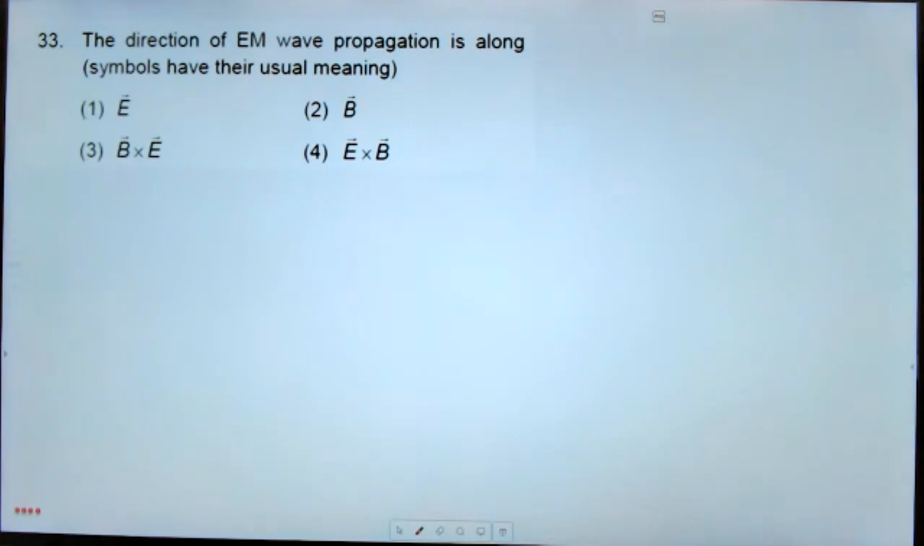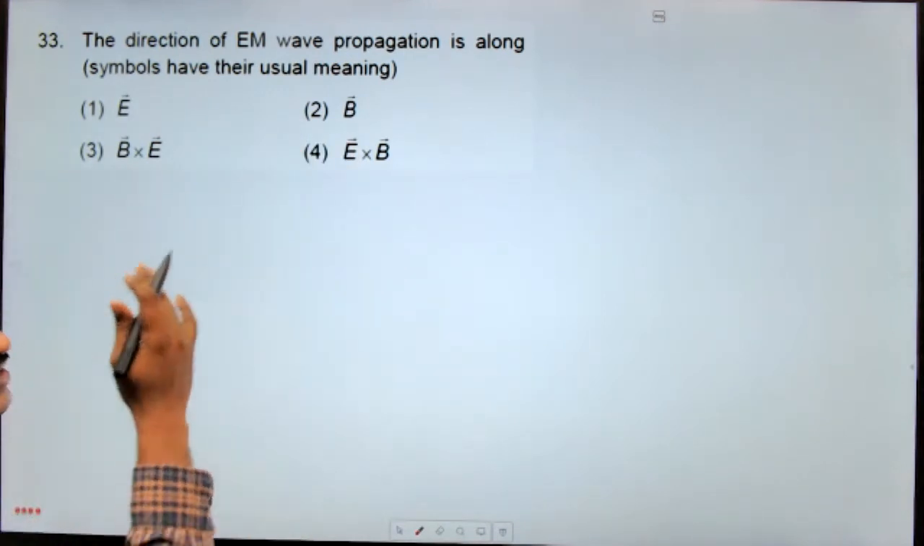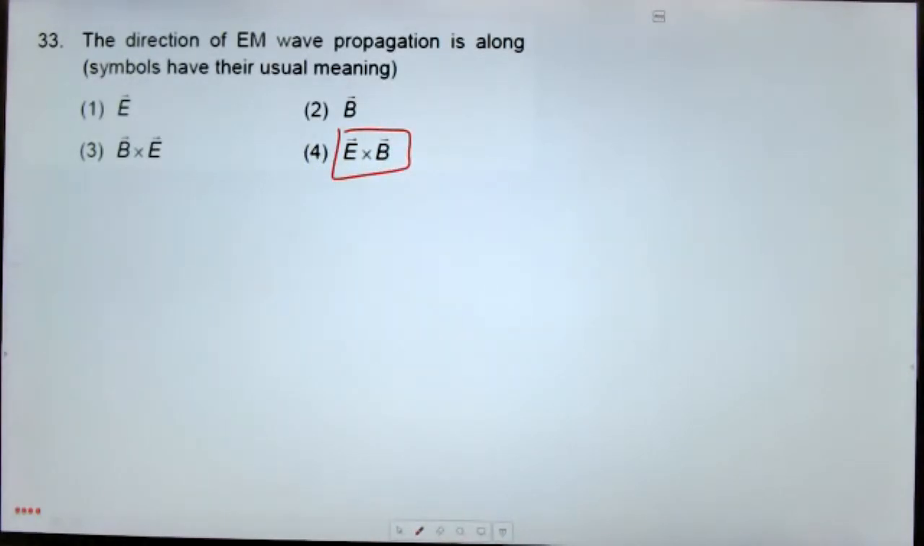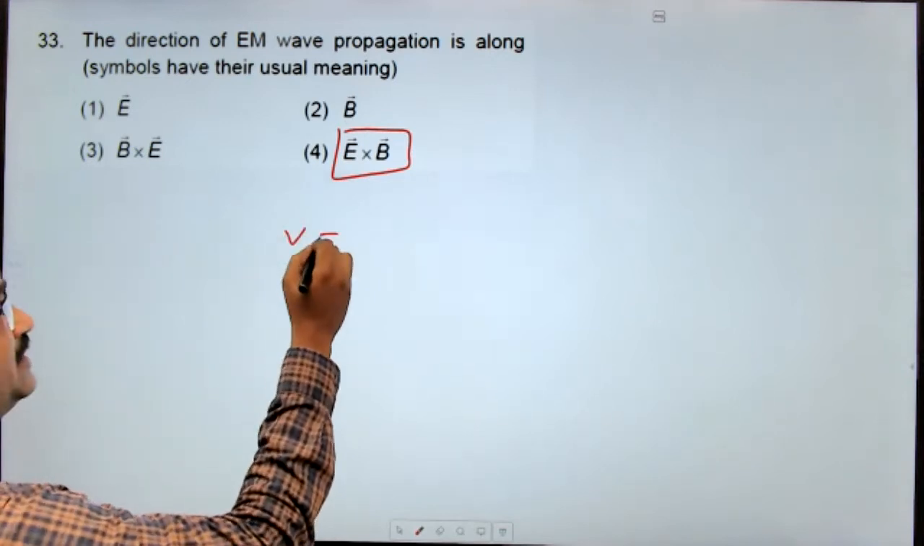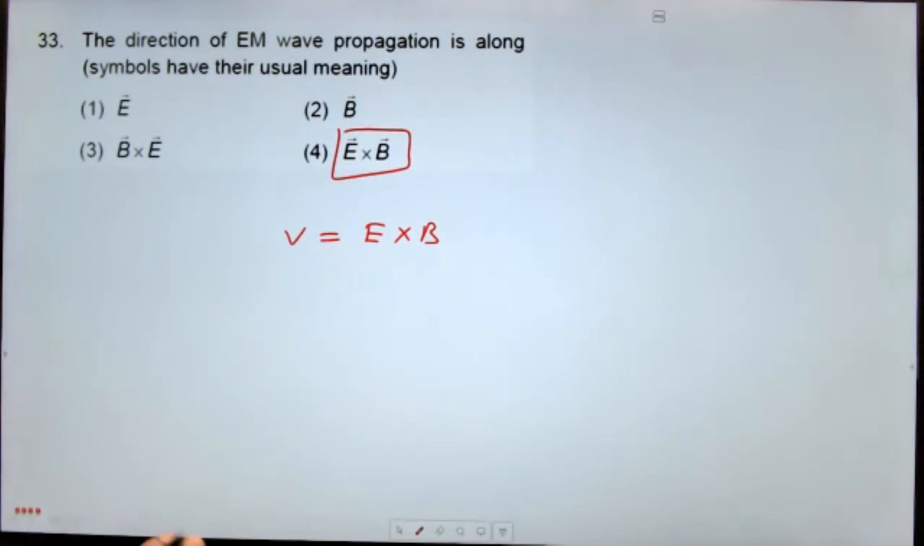Next, the direction of EM wave propagation symbols. According to the EM wave, what is the direction of the EM wave? The direction of the EM wave should be perpendicular to both the electric and magnetic fields, so that we can select that equation. For direction, we use v equal to E cross B, just for directions, not for magnitudes. So go with the fourth option, that is perpendicular to E and B. E cross B is the value.